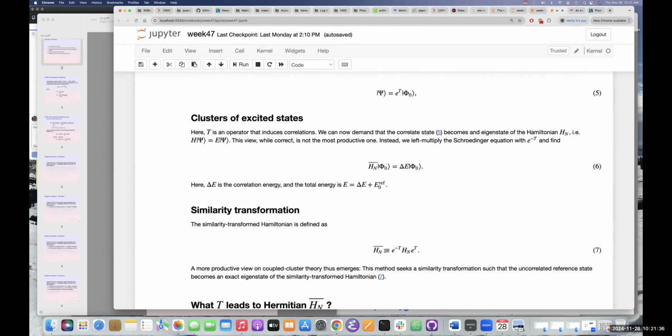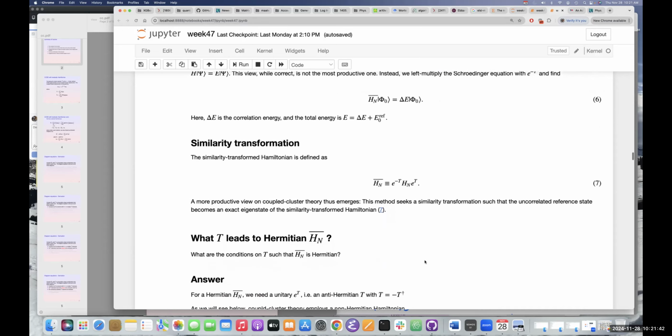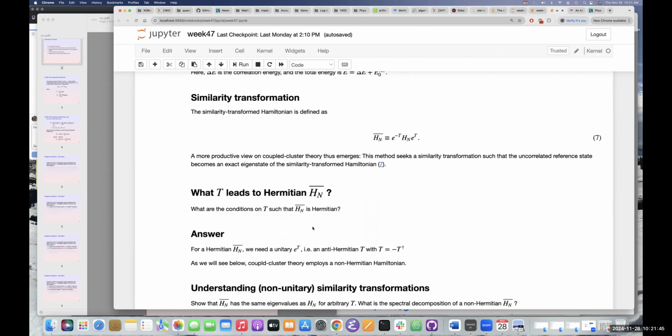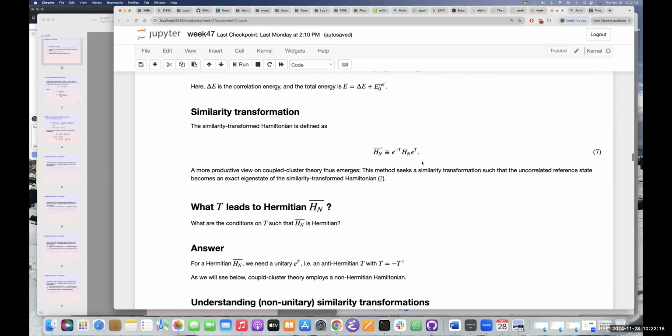Now, in order for this transformation to preserve hermiticity, we have some simple mathematical requirements on this operator T, that it has to be anti-Hermitian. Now, in coupled cluster calculations, since this T operator does not in general commute with the Hamiltonian, it means that when we write this exponential expansion, we will not have an expansion which truncates at a given level of nested commutators. So we invoked what is called the Baker-Campbell-Hausdorff expansion, which I will remind you a little bit about later here.